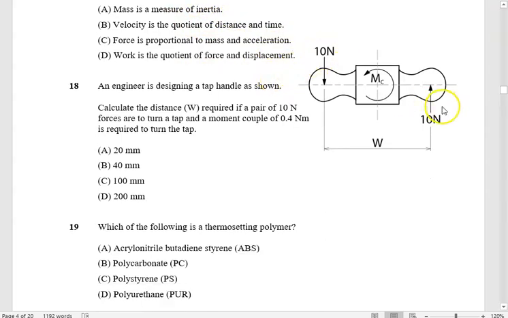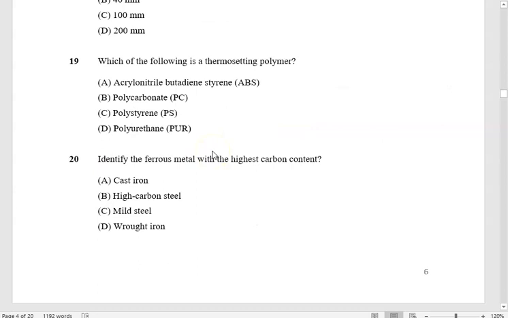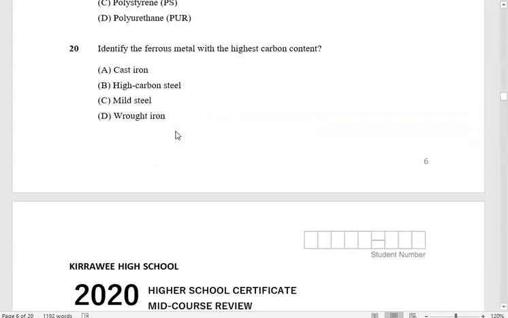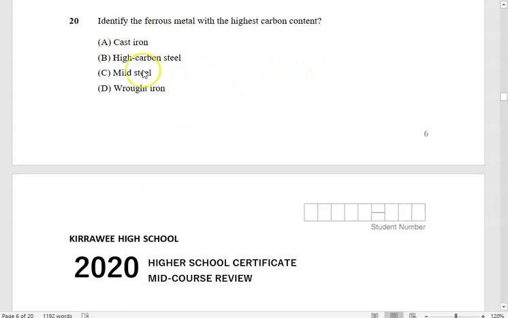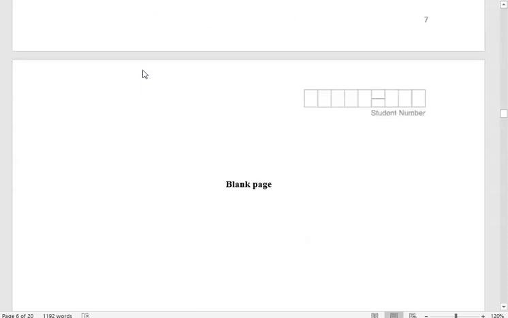This question, I said there would be one moment couple in the exam. This is pretty much taken from the examples in Copeland's book. The answer is 0.4, so if it's 0.4, it needs to be 40 millimeters. Polyurethane is the only thermosetting polymer in this list. The highest carbon content is cast iron with 4%.